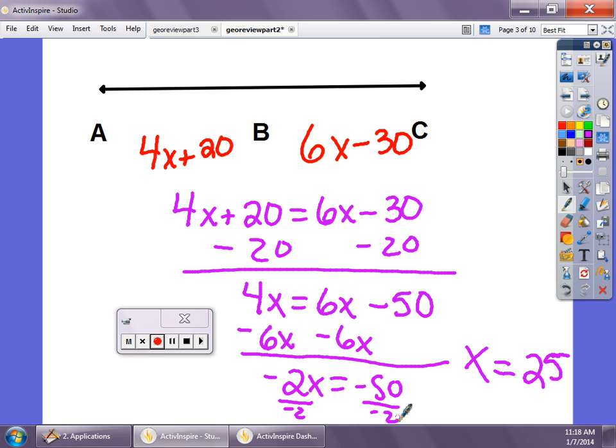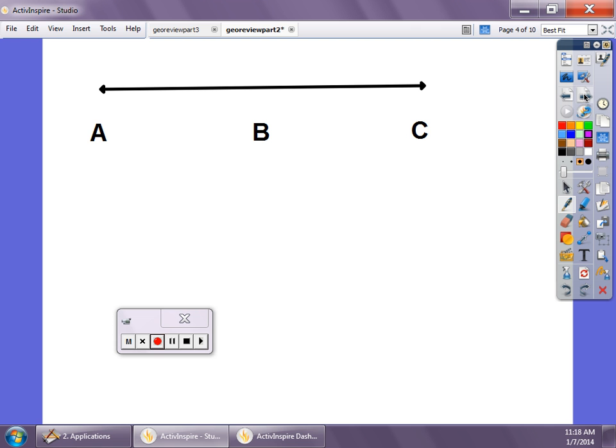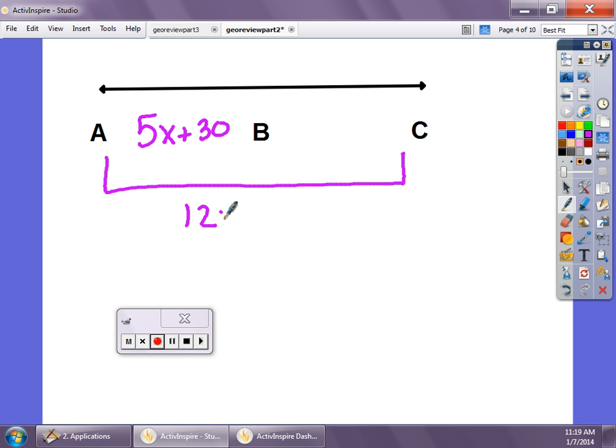Number 14 is the absolute hardest one. You really want to make sure that you have an illustration and you think it through. Okay, so I have my illustration. I have A, B, C. I know that AB is 5x plus 30, and I know that AC is 12x plus 10. Now, what could I label BC? Who knows?